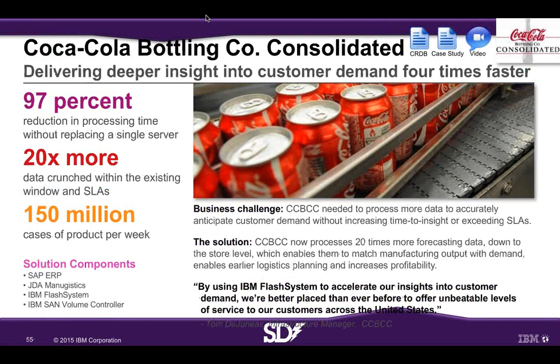This case study that's out there on the web and is available was very fitting with what I was talking about earlier. It says all the usual blah, 97% reduction in processing time, 20x more data crunched. But here's the deal. This is Coke distribution. They load up their trucks every morning at 5 a.m., whatever it is, right? Every 24 hours, they're loading their trucks. Their batch process was running more than 24 hours.